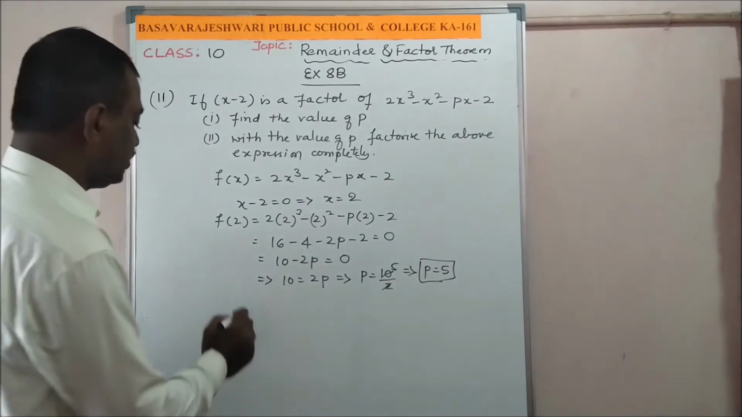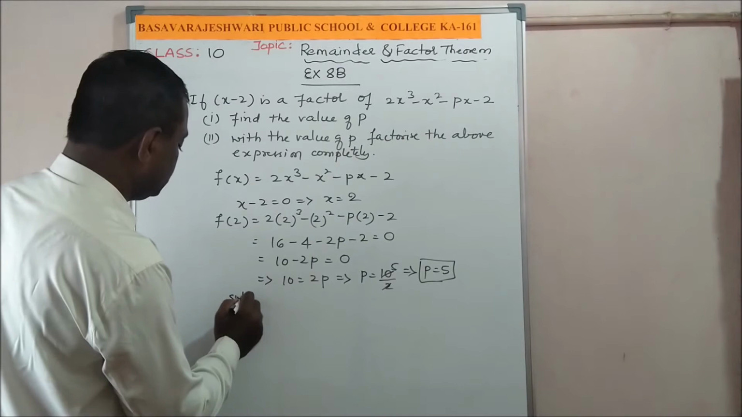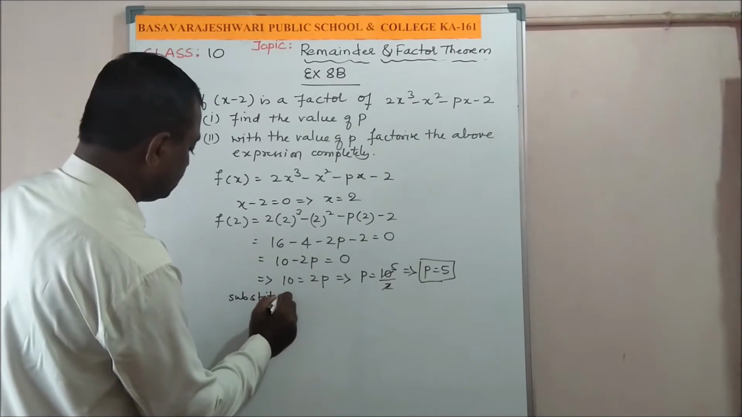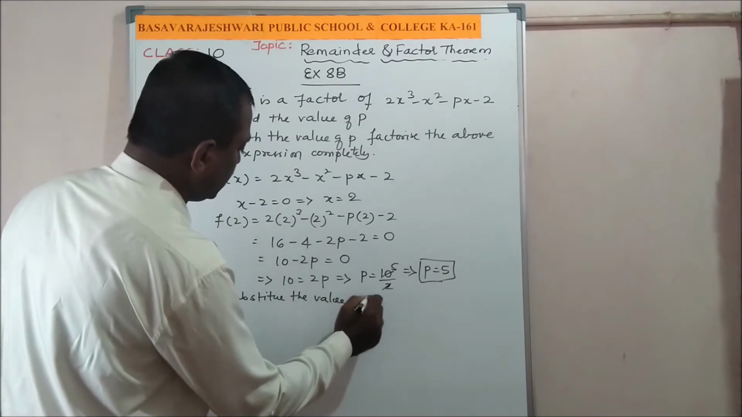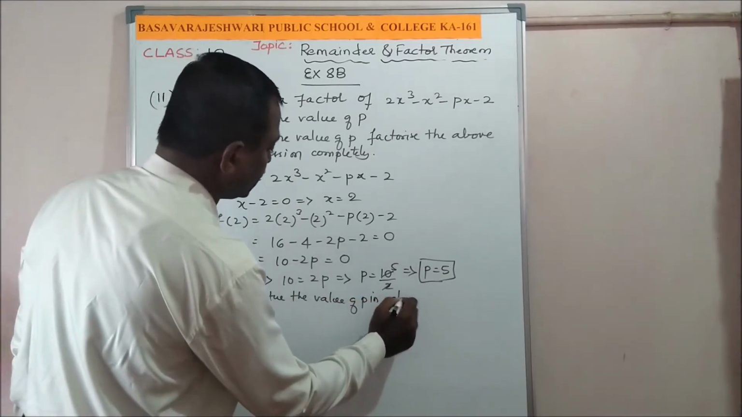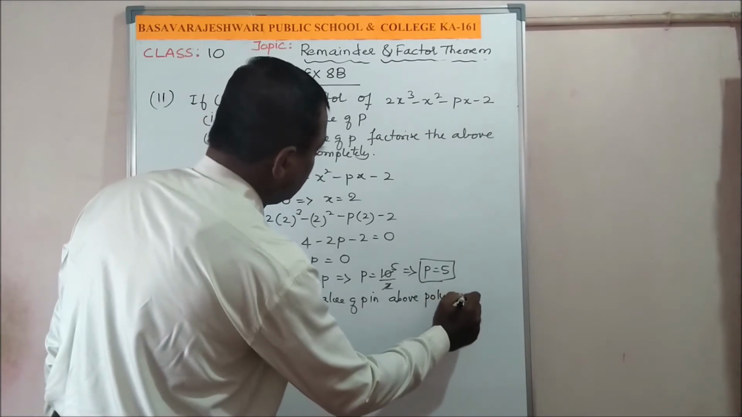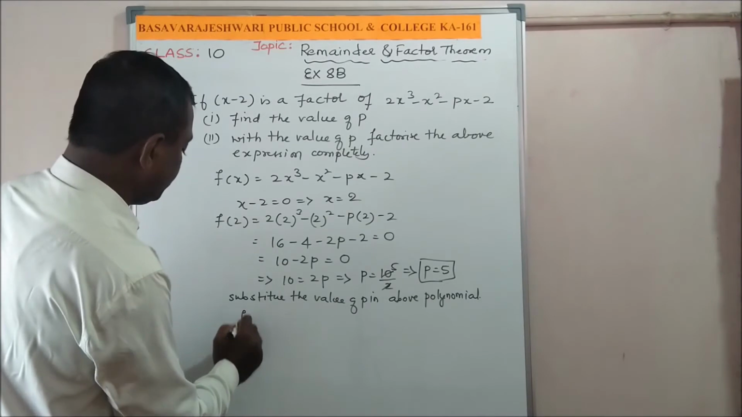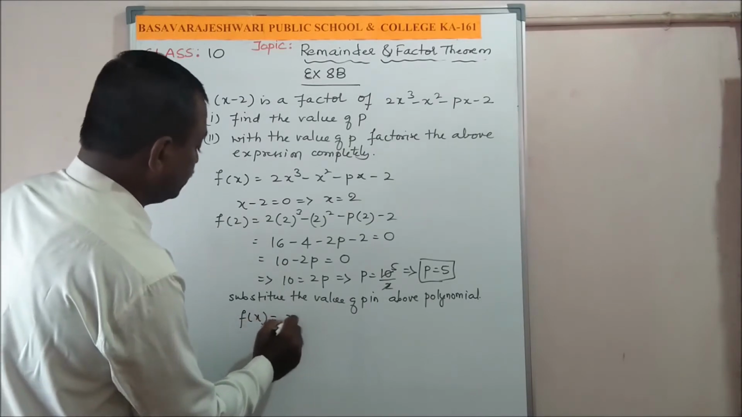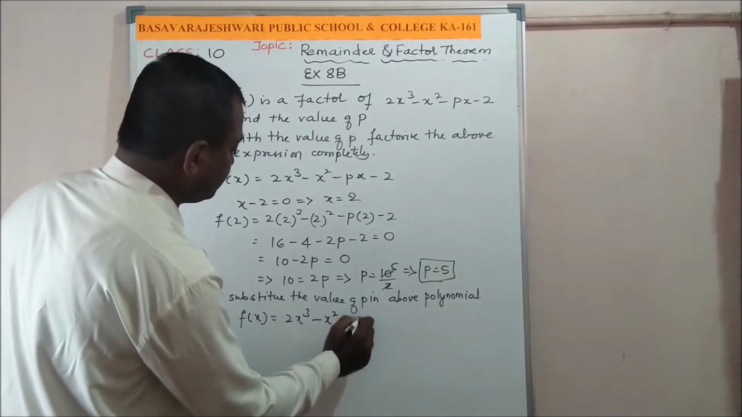So second part, what you have to do? You have to substitute the value of p in the above polynomial. So what happens? The polynomial becomes f of x is equal to 2x cube minus x square minus p.